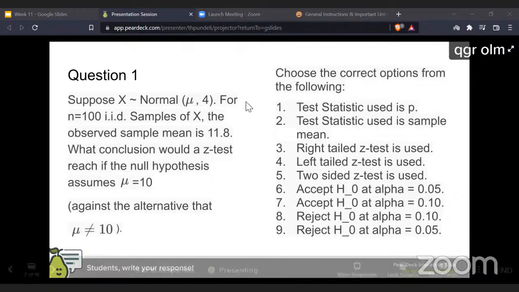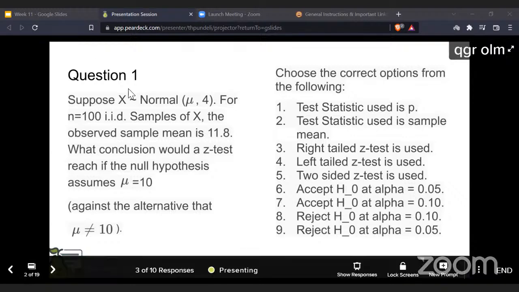Ma'am, what is F inverse of 0.9? Like 0.95, it is 1.65. So what is F inverse of 0.9? Yes, I will write it in the chat box. Okay, ma'am. Thank you.